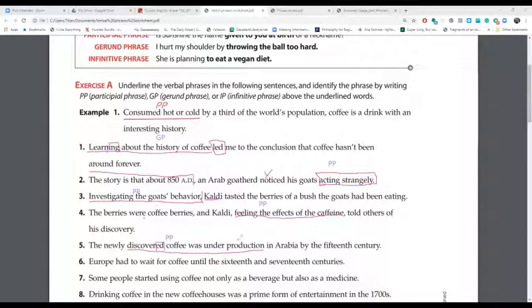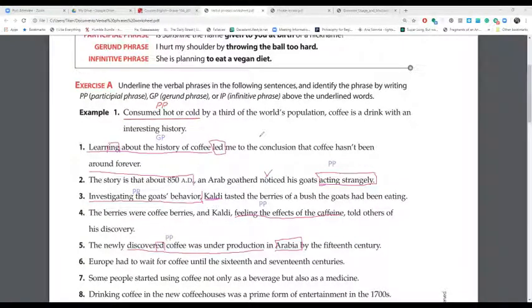The newly discovered coffee was under production, and again, it's talking about coffee, right? Or it's talking about what happened. It's modifying the noun Arabia. The newly discovered coffee was under production. Okay, where? In Arabia. Or this whole phrase is talking about coffee, but it's modifying this noun here, Arabia. So it is a participle phrase.